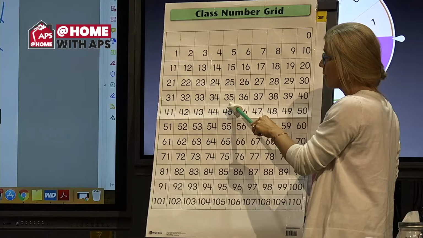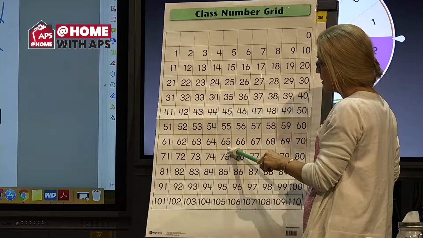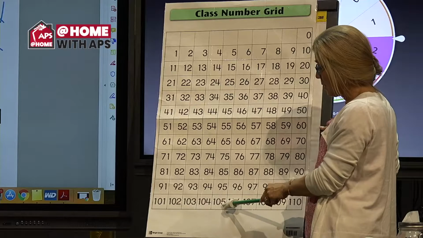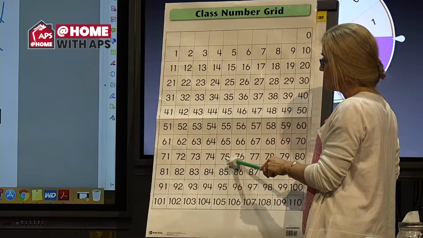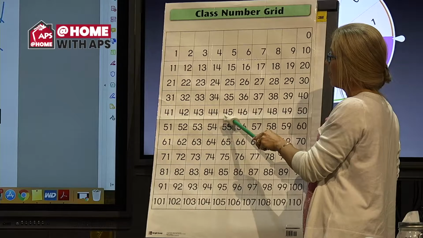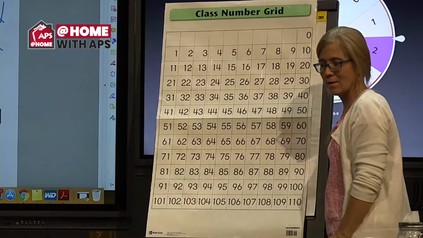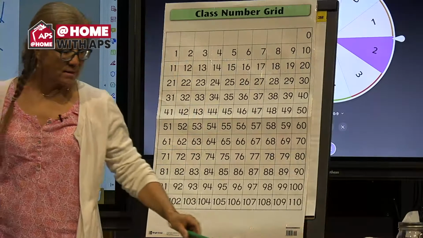25, 35, 45, 55, 65, 75, 85, 95, 105. Let's count backwards too. 105, 95, 85, 75, 65, 55, 45, 35, 25, 15, 5. We went all the way back up, didn't we? It's a good idea to practice counting forward and backward by tens, because backward could help you with subtracting tens when you need it.